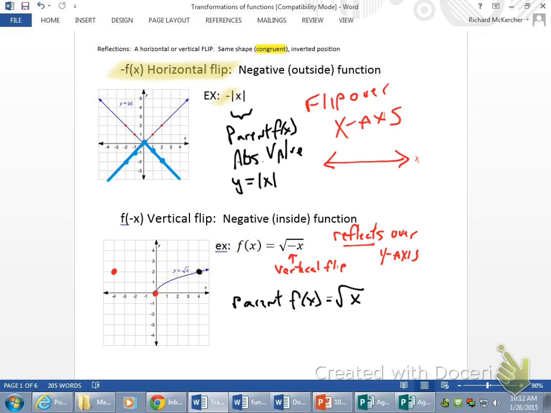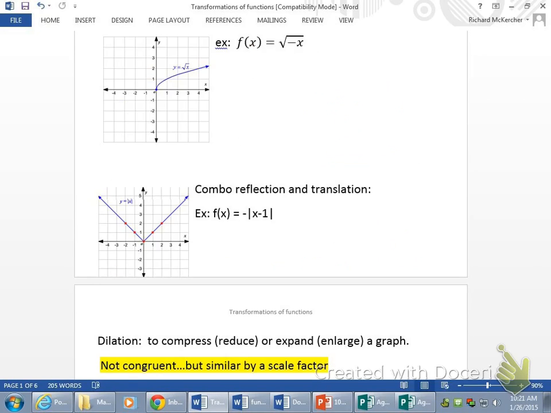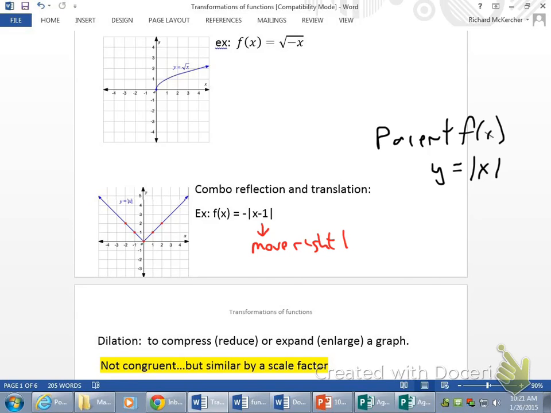So again, I know that graphs very quickly, but you can see the symmetry there. You can have combinations of things that happen at the same time. So again, start on the inside with what you're going to do first. Parent function is the absolute value, so we're going to move to the right 1 because that's on the inside. We always work on the inside out. And then secondly, we'll do the reflection.